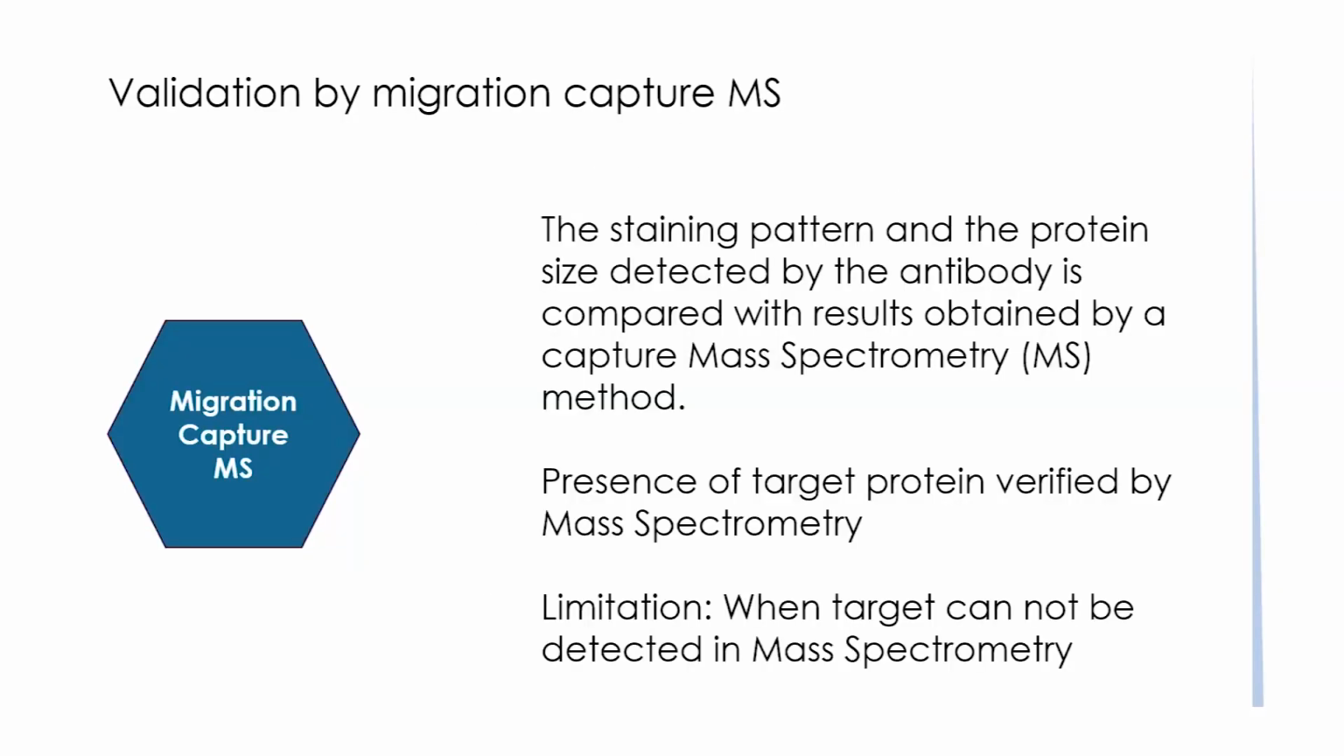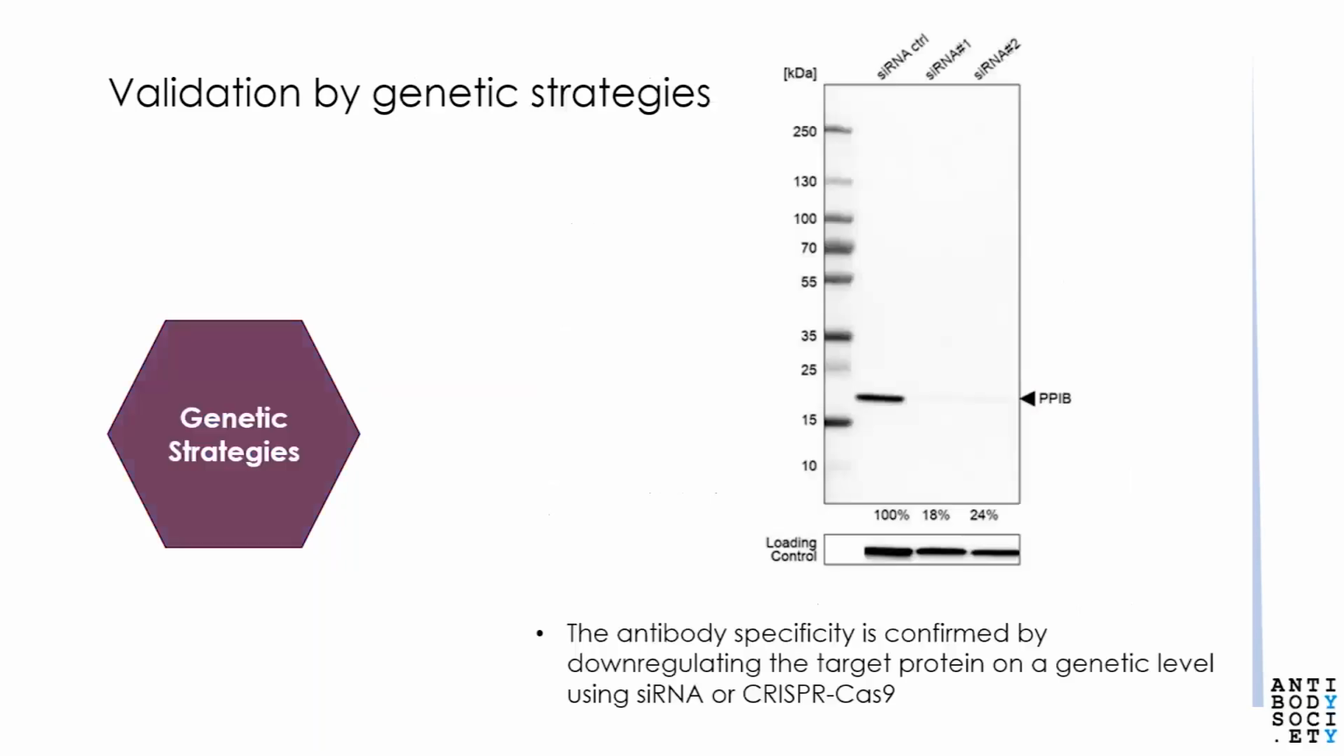One final technique that we'll look at from a high level is validation by migration capture MS. For this technique, the staining pattern and the protein size detected by the antibody are compared with results obtained by capture mass spectrometry. But this technique does have limitations. When the target protein cannot be detected by mass spectrometry, you're not getting the readout you're looking for, and so that is a huge limitation.